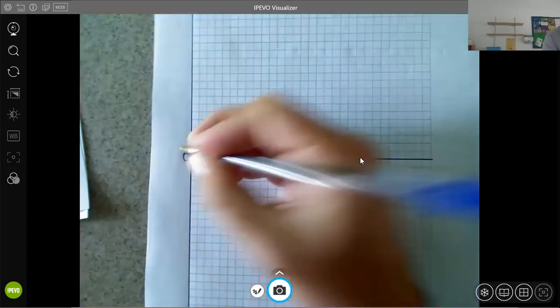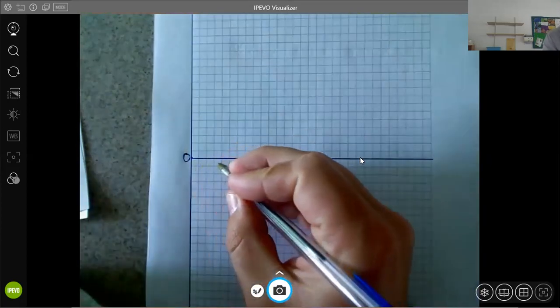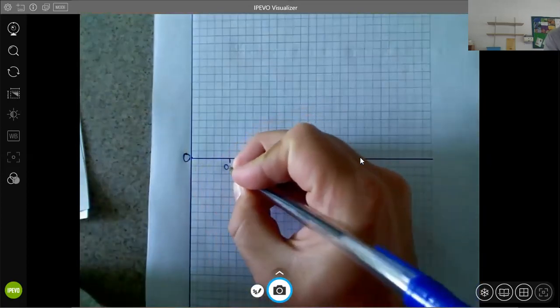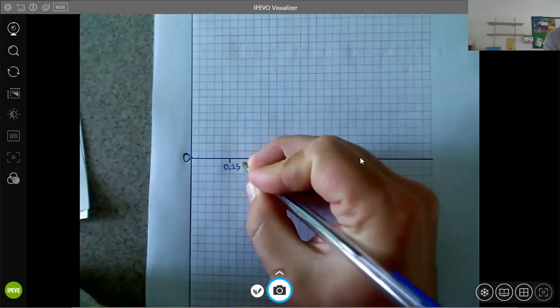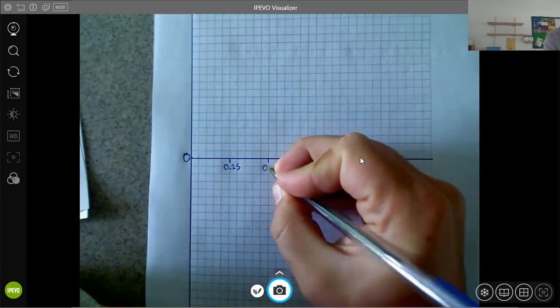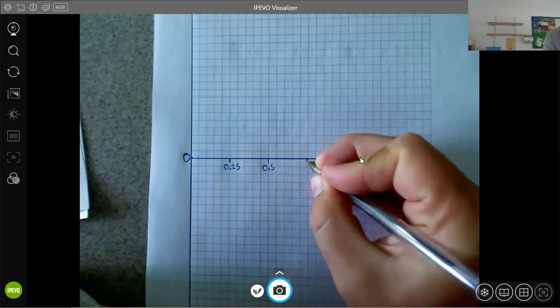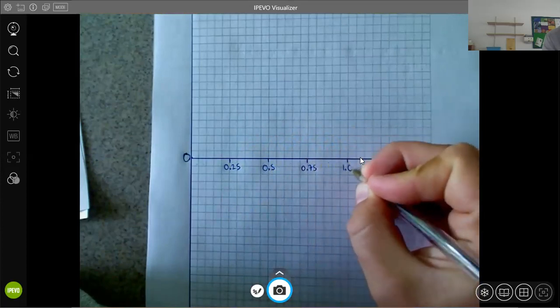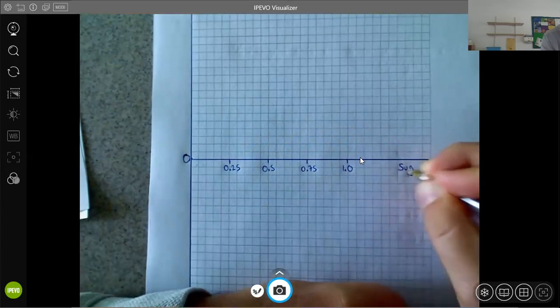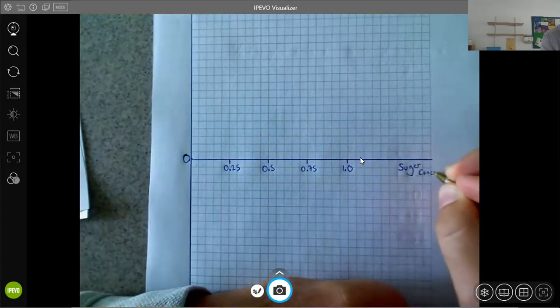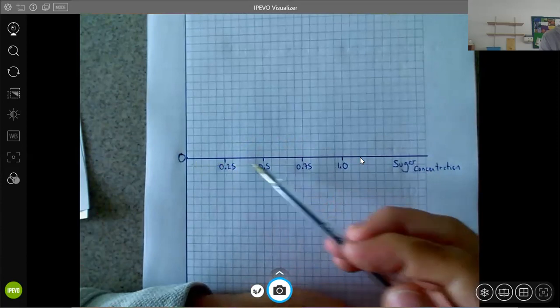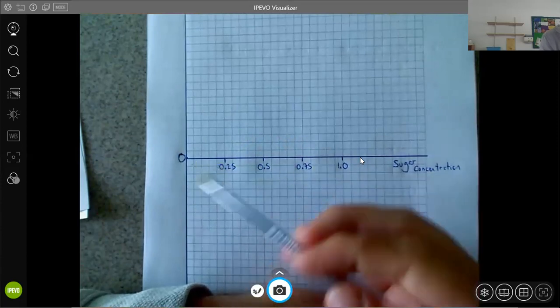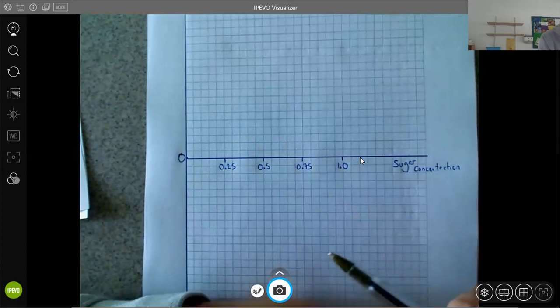Now, the first thing I can do is the x-axis. So I know I've got 0 here, and every 5 boxes I'm going to put a new concentration. So 1, 2, 3, 4, 5, 0.5, 1, 2, 3, 4, 5, 0.75, 1, 2, 3, 4, 5, 1. And that is the sugar concentration. Now notice you've got equal gaps between each of the numbers, and that is because they go up in equal amounts.